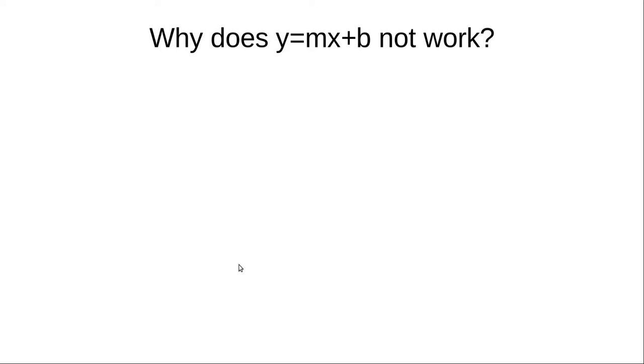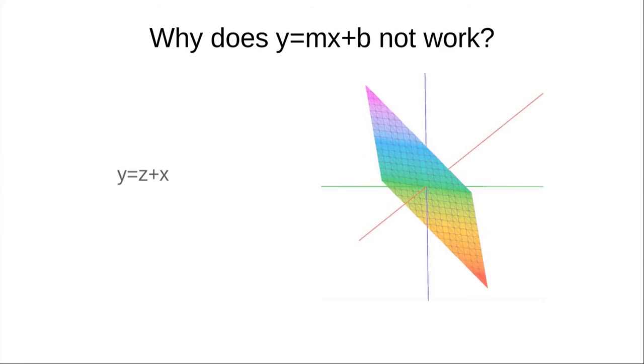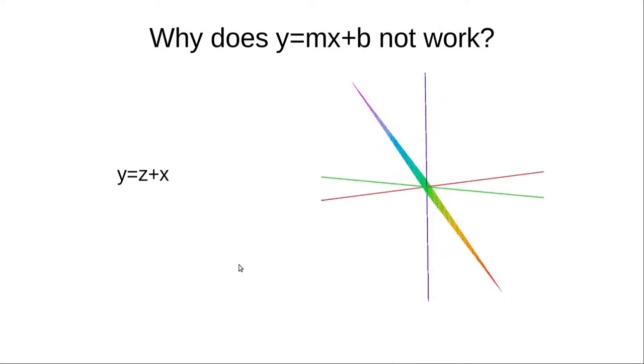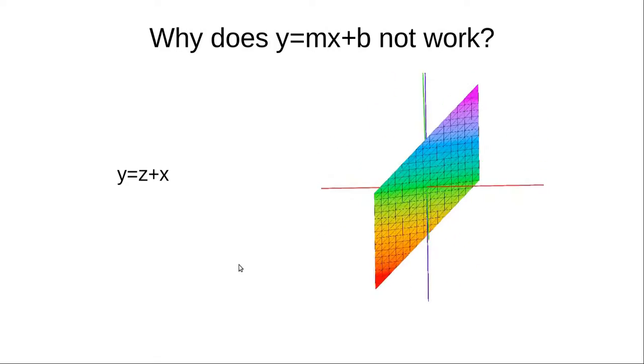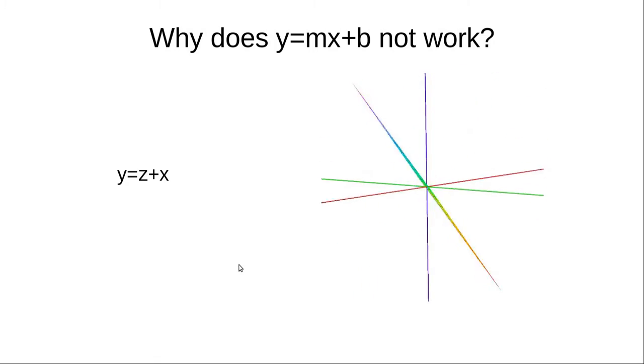When you try and write an equation in 3 dimensions using a y equals mx plus b equation as a base, you might get something like y equals z plus x. But if we graph this, it does not create a line because there are multiple values that z and x can be for any given y. Instead, this creates an infinite number of lines in 3 dimensions next to each other, creating a plane.